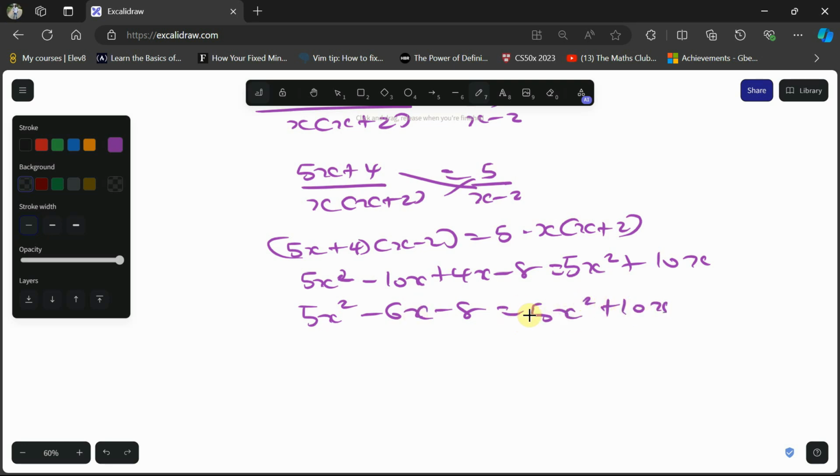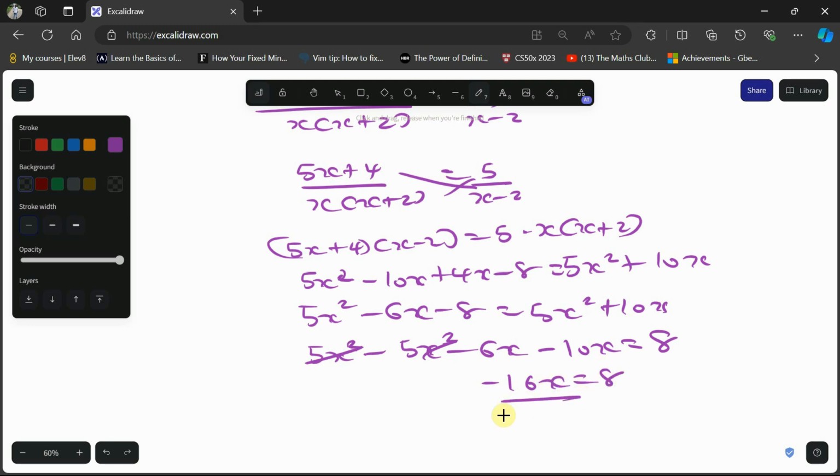So let's collect like terms. So that will be 5x squared come over will become minus 5x squared, minus 6x, plus 10x come over to become minus 10x, is equal to, let me take this minus 8 to the other side, that will be 8. So this will cancel this. 5x squared minus 5x squared is 0. Minus 6x minus 10x, that will give me minus 16x is equal to 8.